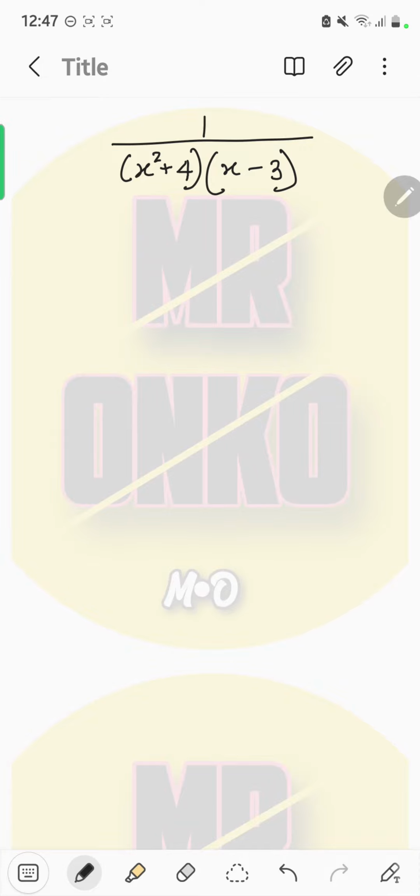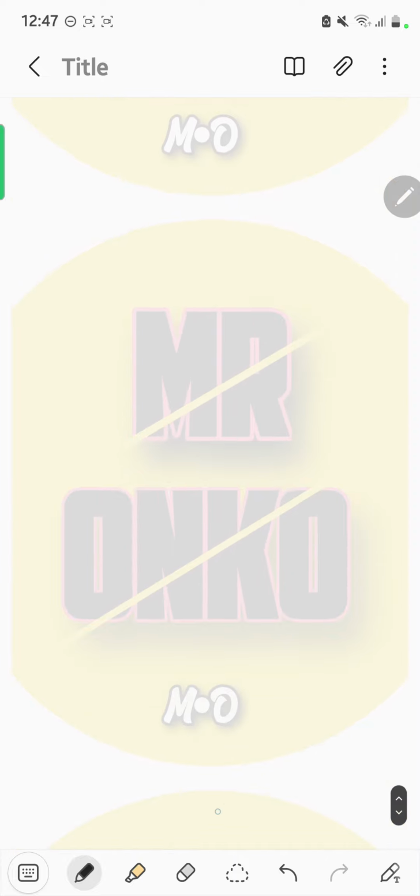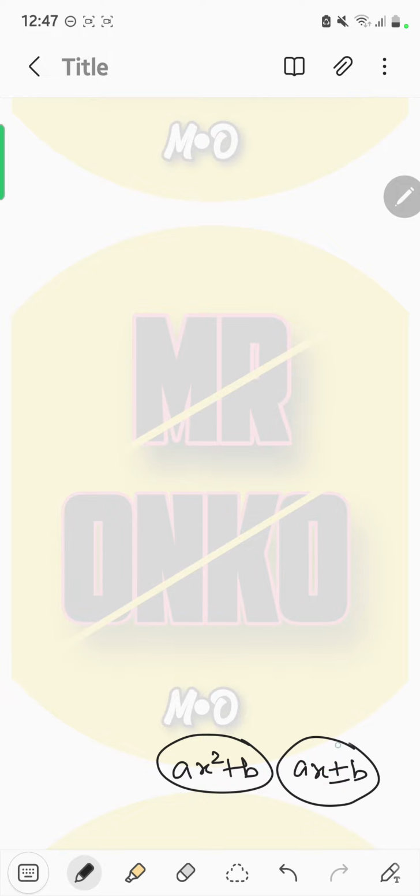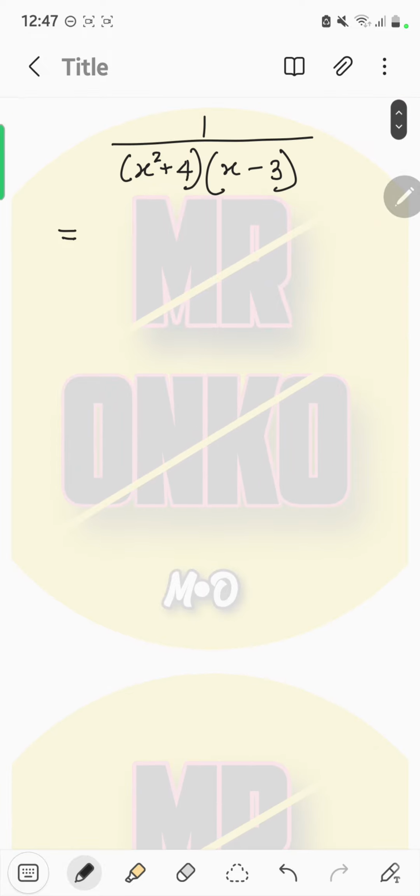Today we will learn to separate this given algebraic expression using partial fraction methods. First of all, we will observe the denominator and the factors given. That is x squared plus 4, and that is x minus 3. That is of the form ax squared plus b, one of them, and the other one is ax plus or minus b. Both the patterns are given here.